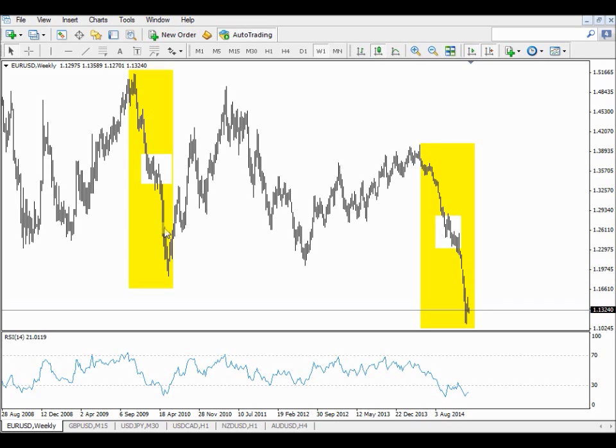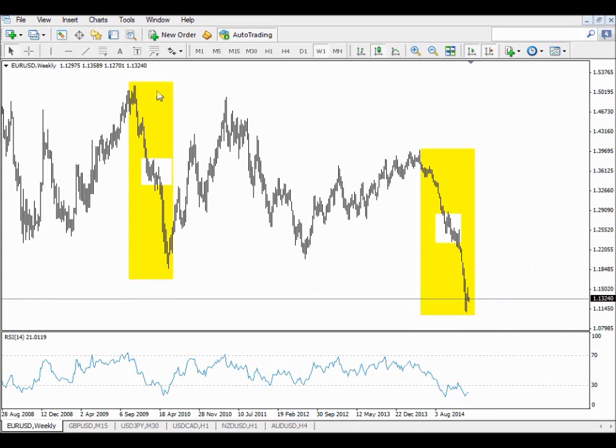And the market from there fell another 20%. I believe the euro is going to fall another 20%, and then we will turn. That is the fractal nature of the market. That is what we do as traders. We look for patterns in the market and we trade according to patterns.